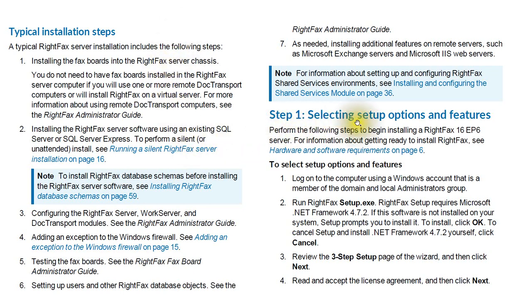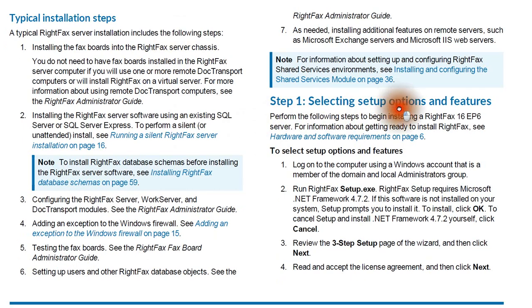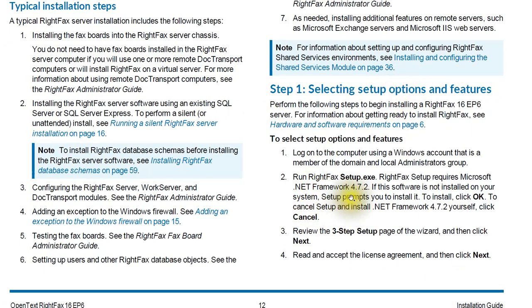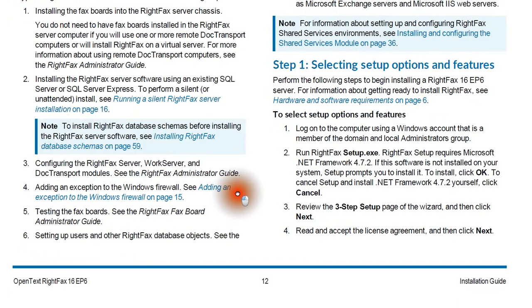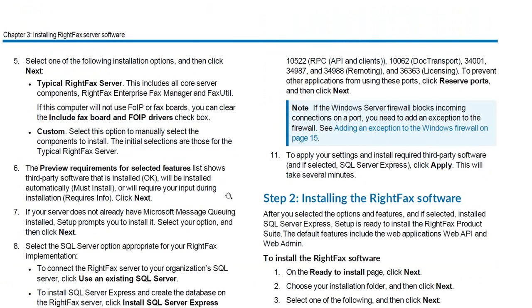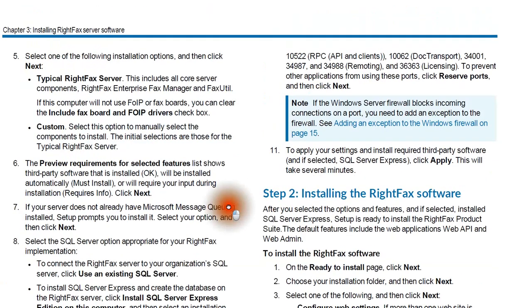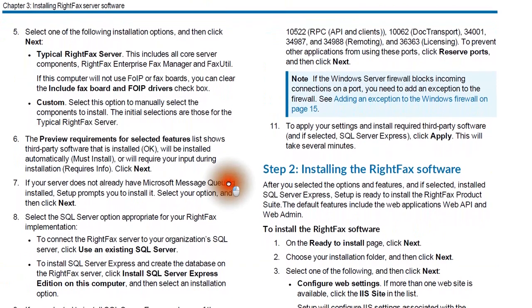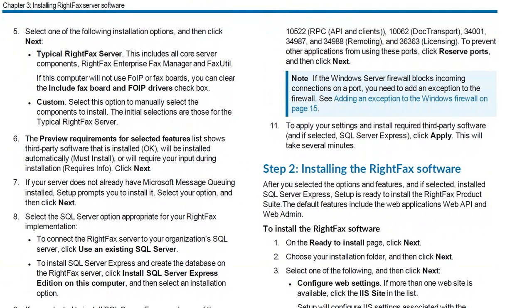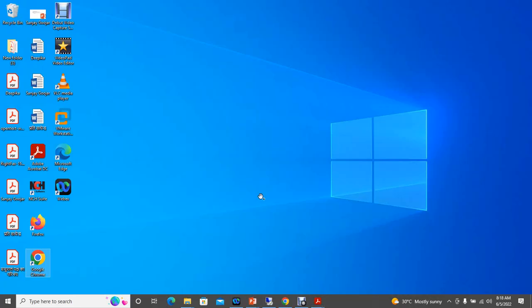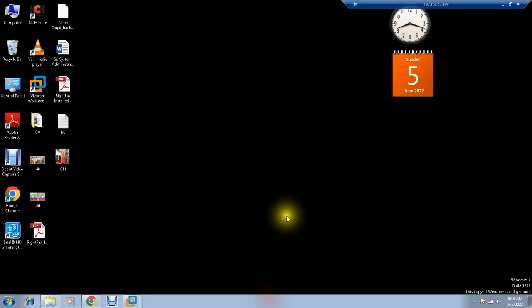And step 1, selecting setup option and features. So you have setup files, okay. And if you open it, it will ask for .NET and kind of things. And it is a three step process, okay. And we'll begin with this. So guys, I will show you here what I am going to do. Let me minimize this and I will open this virtual machine, okay.